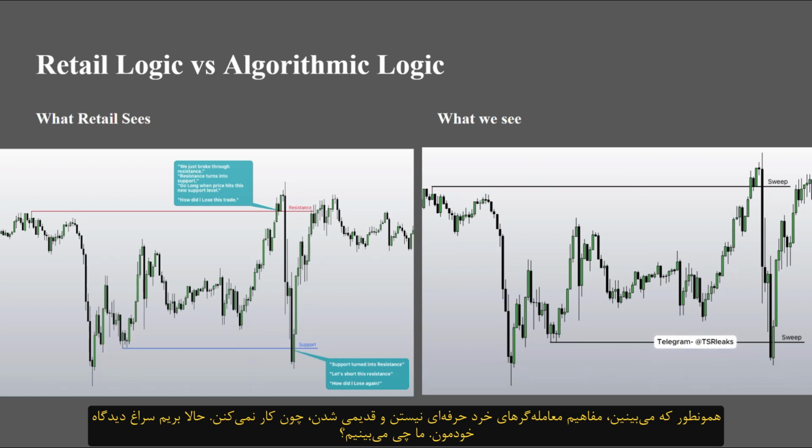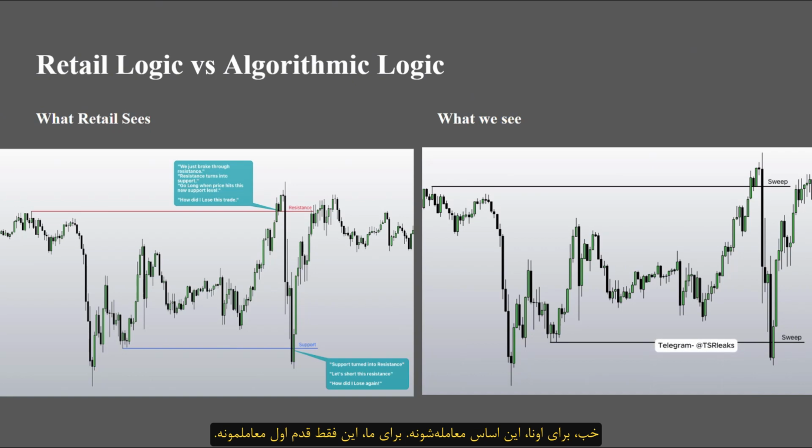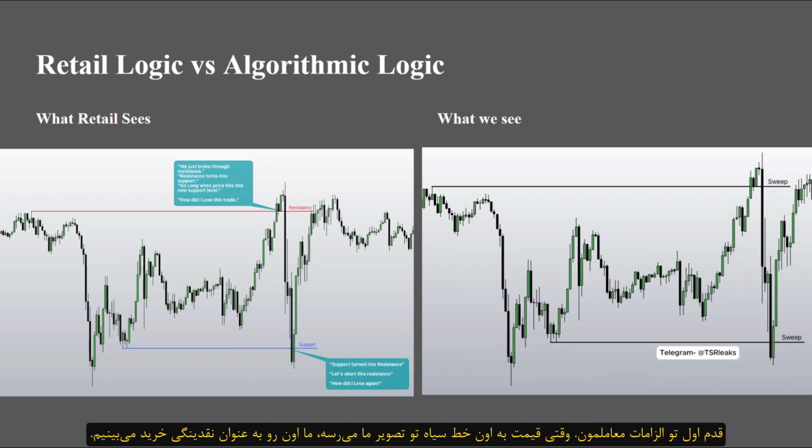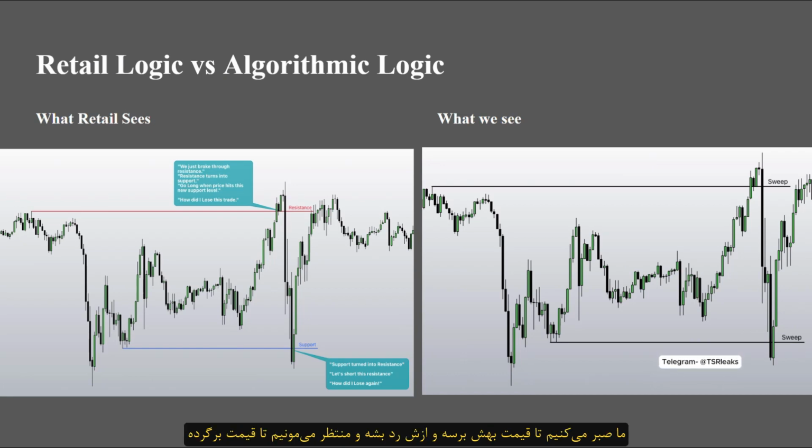Now, let's go over to our side. What do we see? Well, to them, that is the basis of their trade. To us, that is just step one to our trade. Step one in the requirements for our trade. When price goes up to that black line on our image, we see that as buy side liquidity. We wait for price to go to it and through it, and wait for price to reverse.